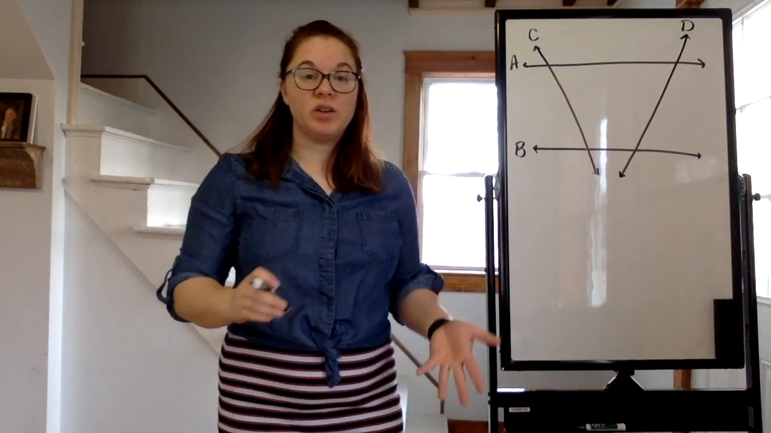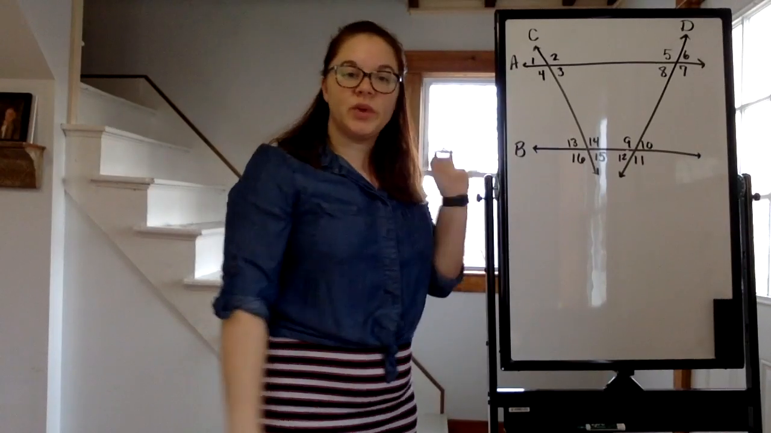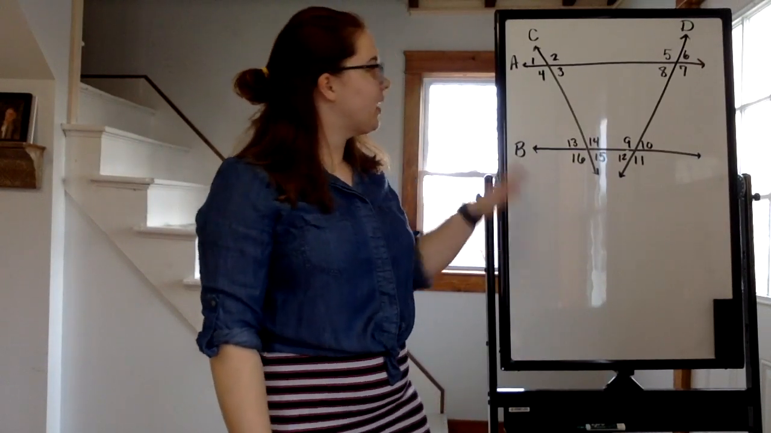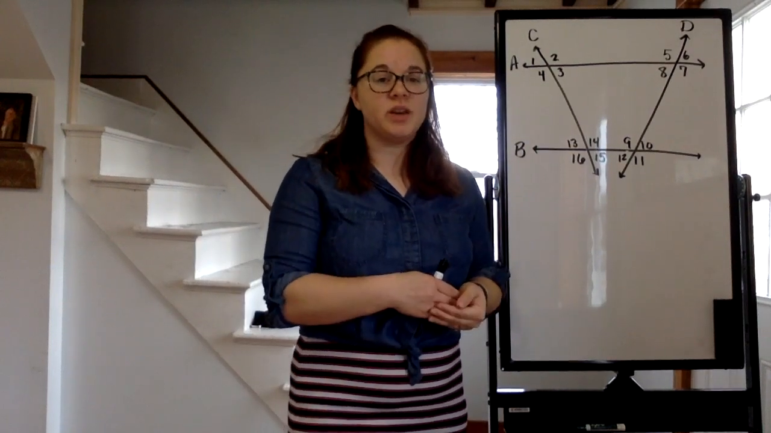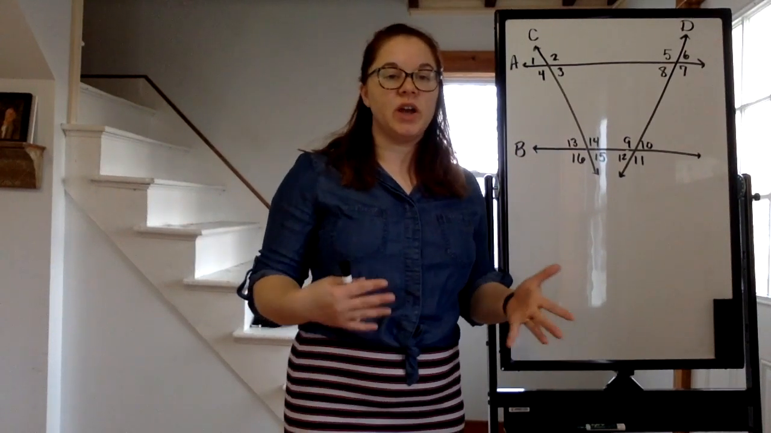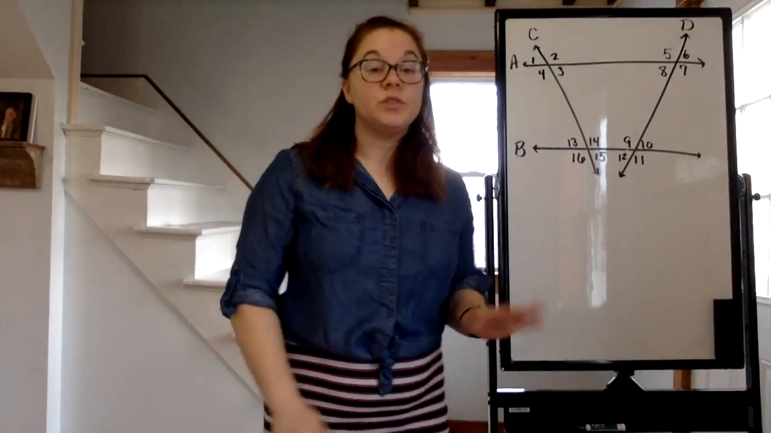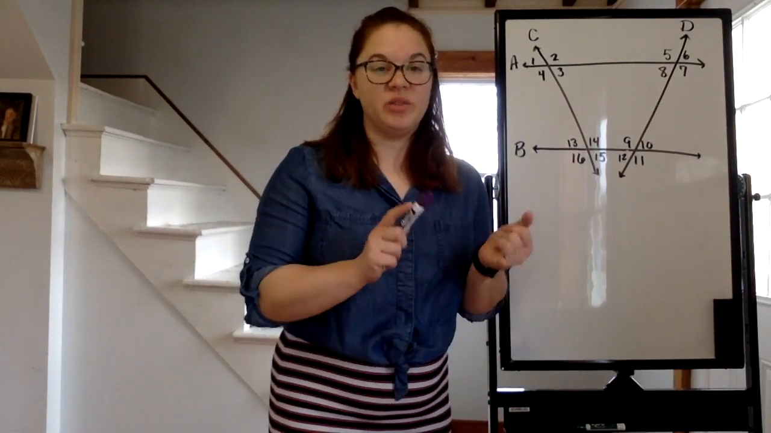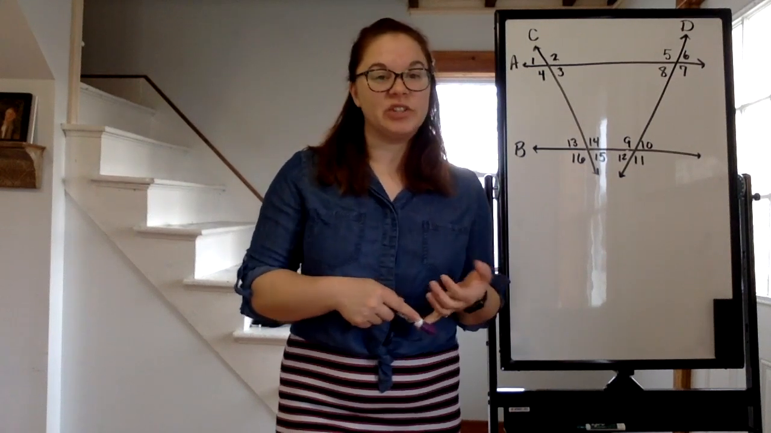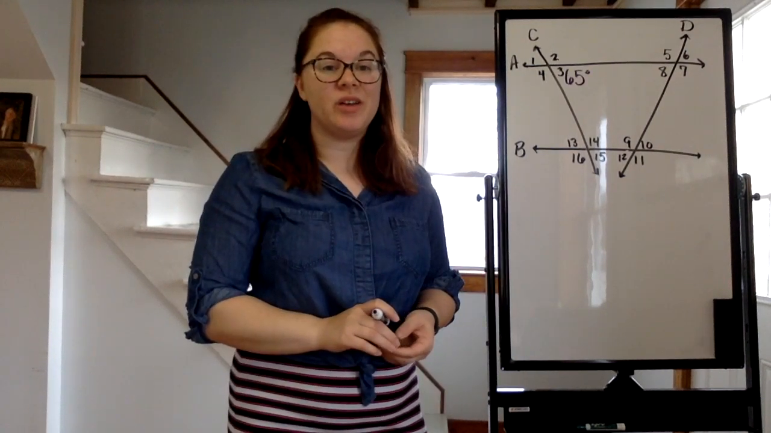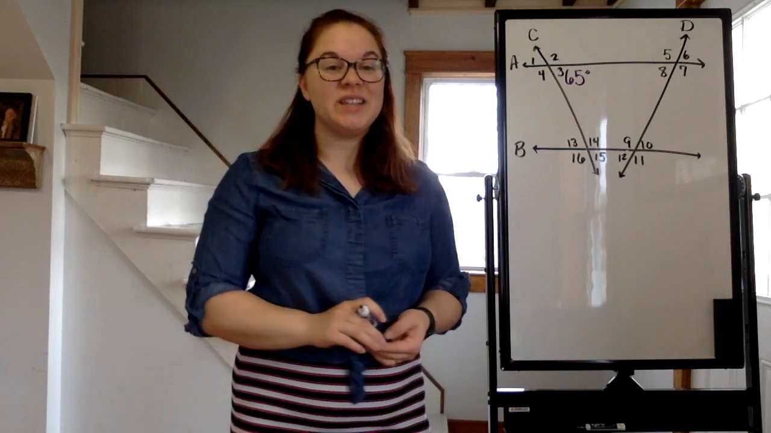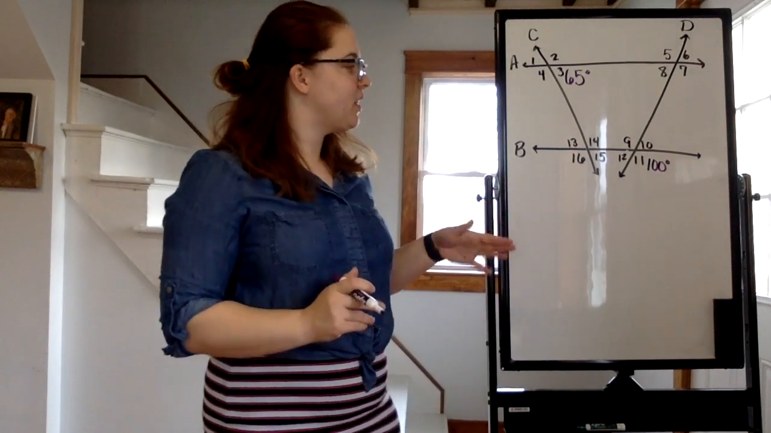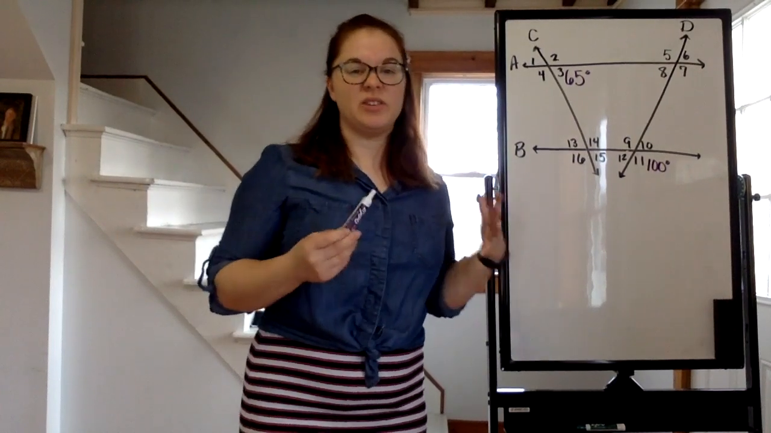Next we're going to number the angles we've made. So we have our two transversals. We have all of our angles numbered. So now we need to figure out the measure of each angle. For our example, we already know the measure of angle 3 is 65 degrees. We know the angle 11 is 100 degrees. So now we need to figure out the measure of the rest of the angles here.